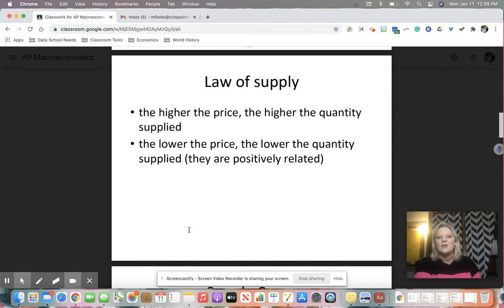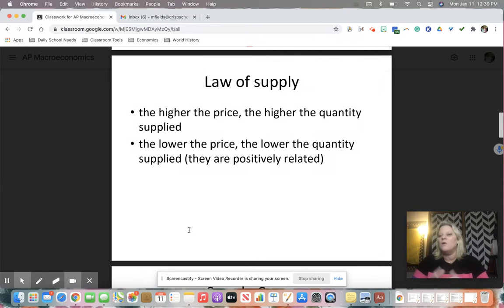From this point, we can talk about the law of supply, which says the higher the price, the higher the quantity supplied. In other words, the higher the price, the more people that want to sell that product, the more people will want to produce.